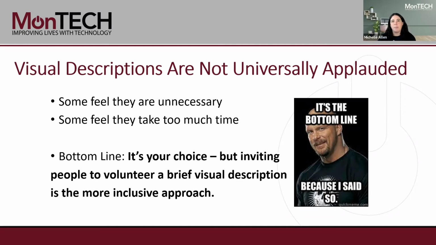So for instance, I may want to say that we're doing a Zoom presentation on how to use Zoom. I'm Michelle Allen. I have a virtual background behind me that is a fake office with the MonTECH logo in the top corner. And that would be appropriate because we're talking about a virtual meeting. So all of the details about me aren't necessarily important for this context. So just keeping that in mind.